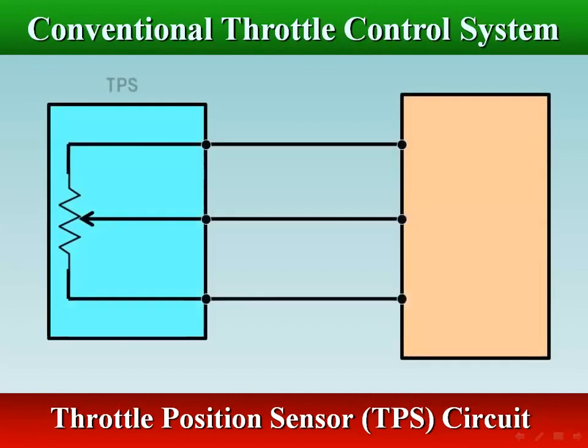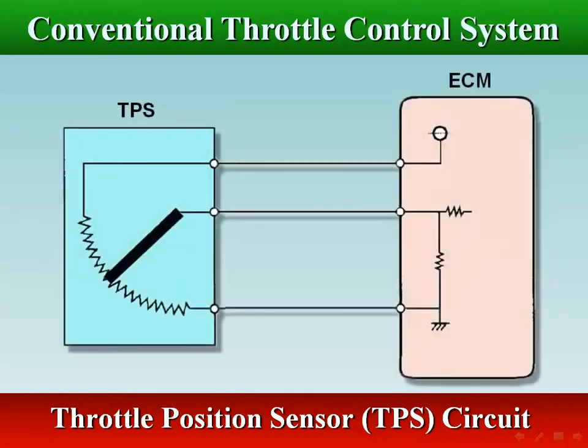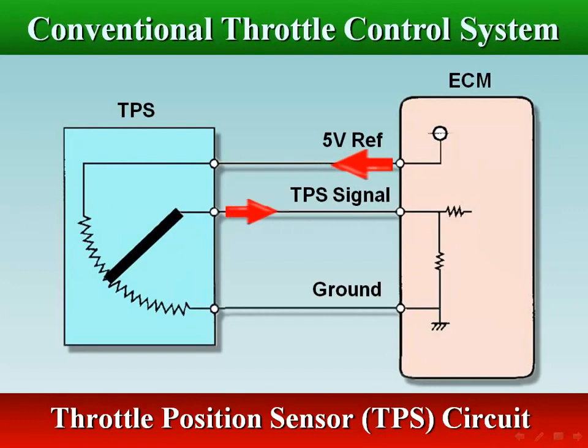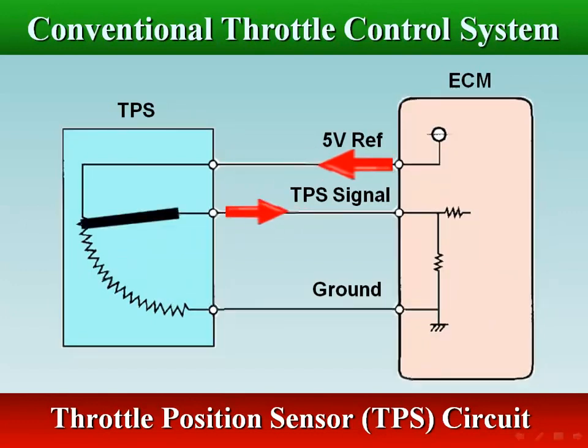The basic TPS requires 3 wires. The ECM reference voltage, 5 volts, is supplied to the TPS, the TPS voltage signal is supplied to the ECM, and a ground wire completes the circuit.